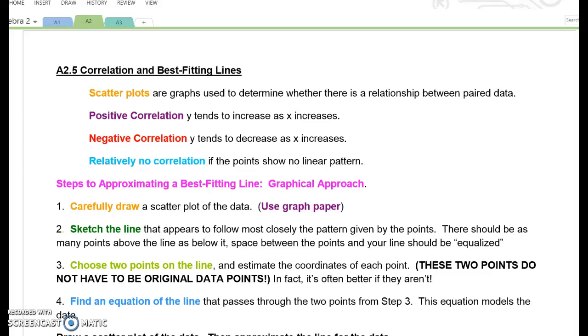Today we are looking at scatter plots and best fitting lines. Scatter plots are graphs of points that are scattered. So scatter plot means exactly that: plots, points that are scattered. Scatter plots allow you to determine whether there's a relationship between the two sets of data.